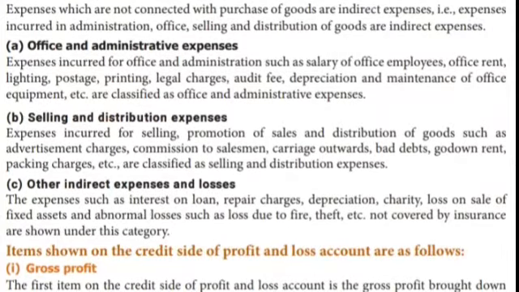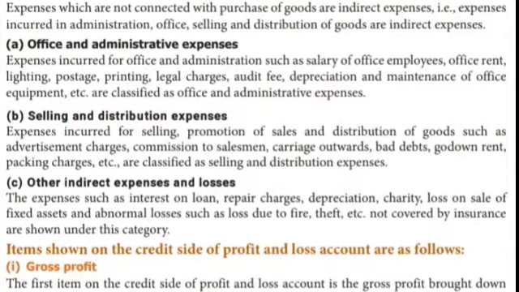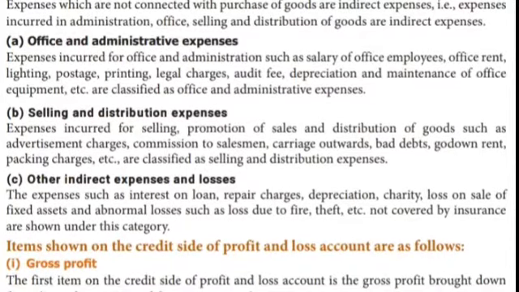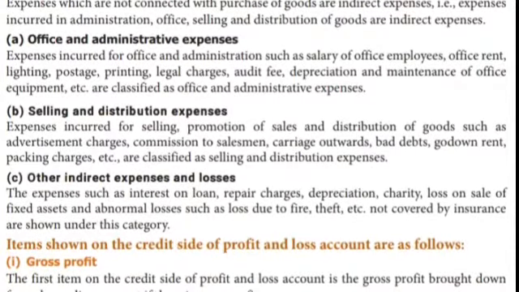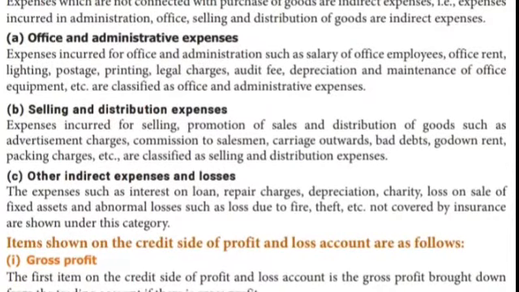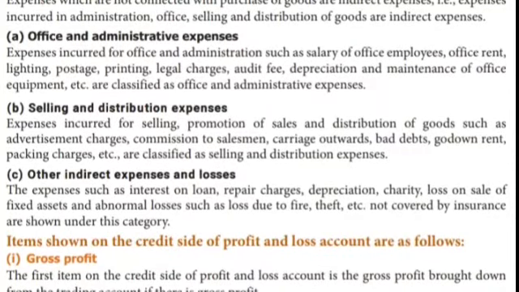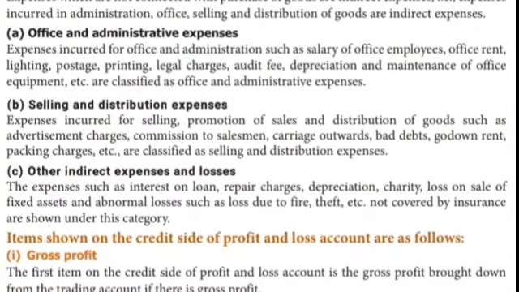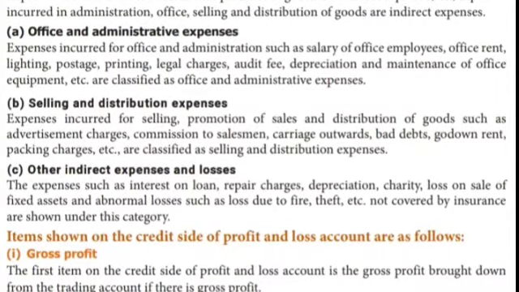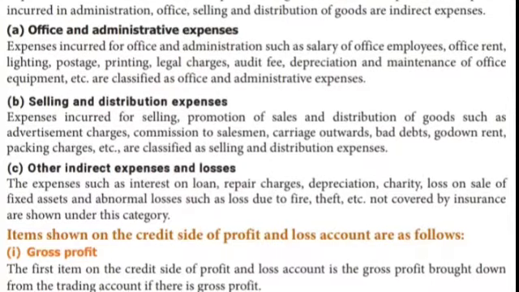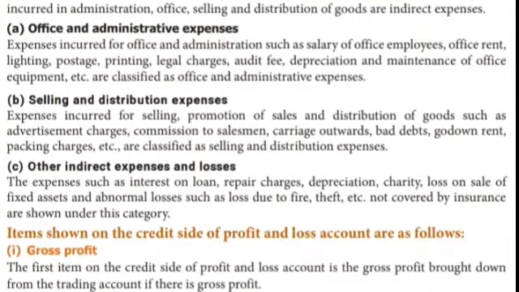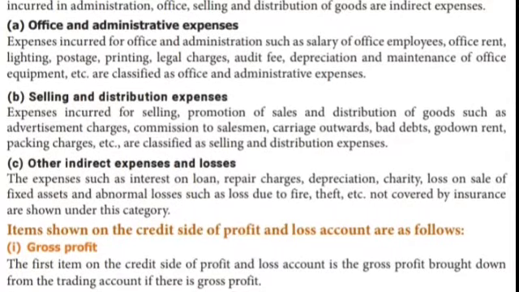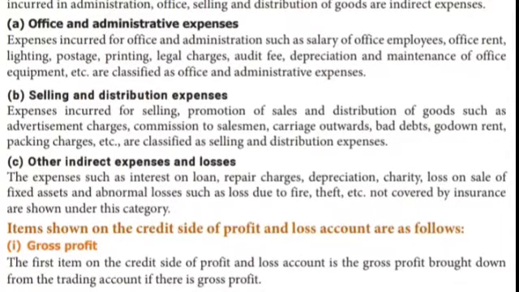Next one, selling and distribution expenses. Expenses incurred for selling, promotion of sales and distribution of goods, such as advertisement charges, commission to the salesman, cartage outwards, bad debts, godown rent, packing charges, etc. are classified as selling and distribution expenses. Already we know that selling is related to the product. Distribution expenses are how we are sending the goods to some places.